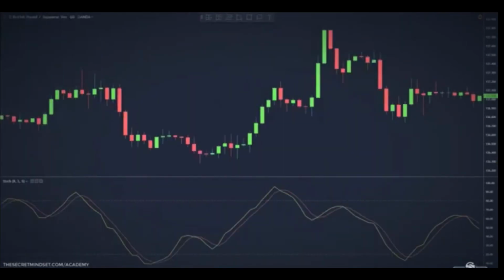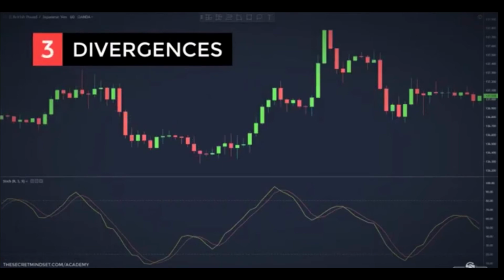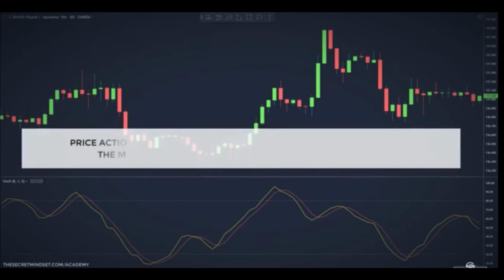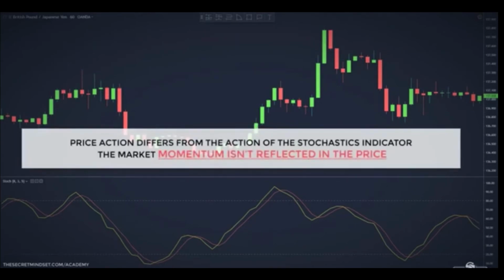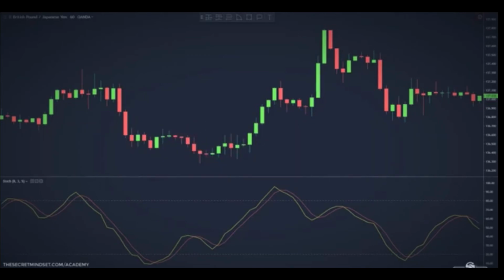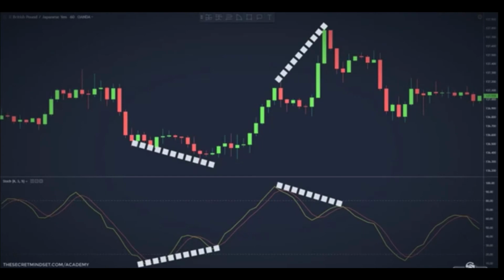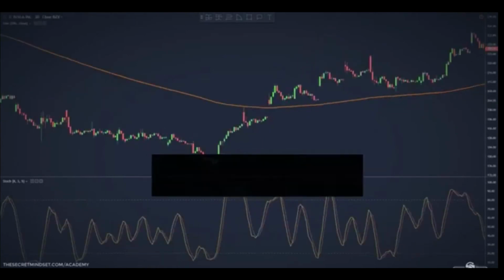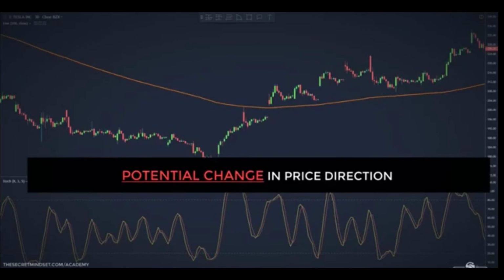Maybe the most elegant approach is to look for price oscillator divergences. A divergence occurs when the price action differs from the action of the stochastic indicator. In other words, the market momentum isn't reflected in the price, which could be an early indicator of a reversal. A classic divergence occurs when the price forms a lower low, while the stochastic forms a higher low, indicating a possible buy, or when the price forms a higher high, while the oscillator forms a lower high, indicating a possible sell. When a divergence occurs, a potential change in price direction could be on the cards.